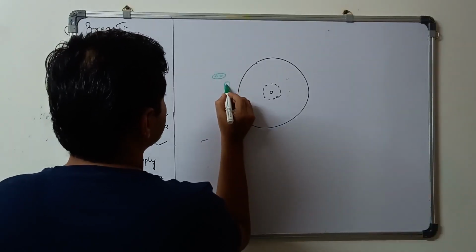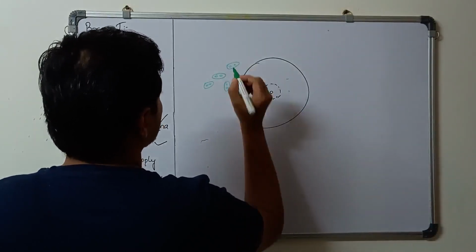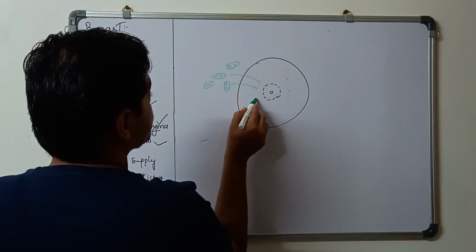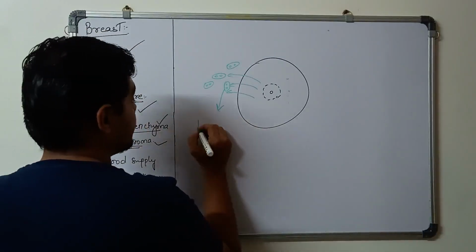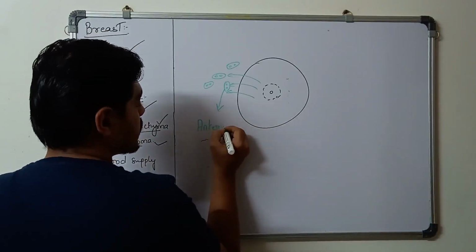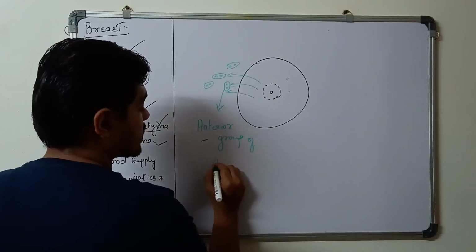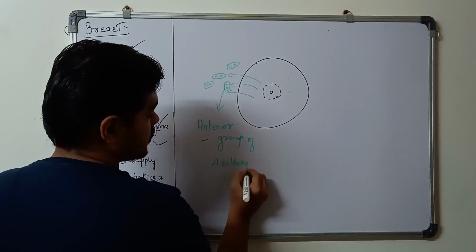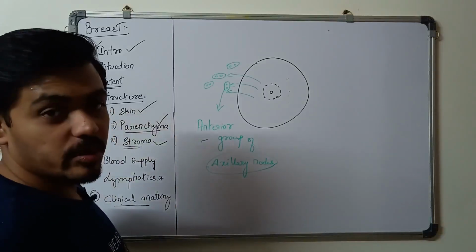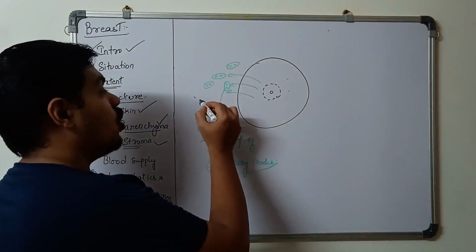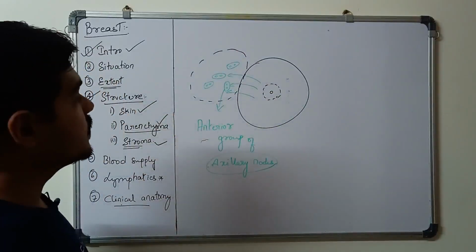Now, there are many subgroups in the axillary group of lymph nodes, but the major portion of the breast drains into the anterior group in the axillary. Anterior group of axillary nodes. So in case of mastectomy post carcinoma breast, all the axillary nodes have to be removed along with the breast tissue.